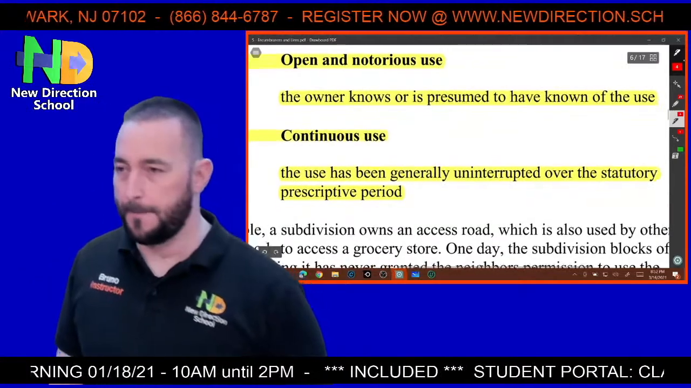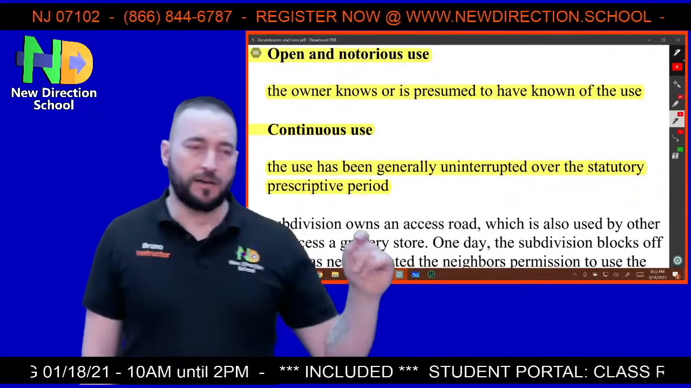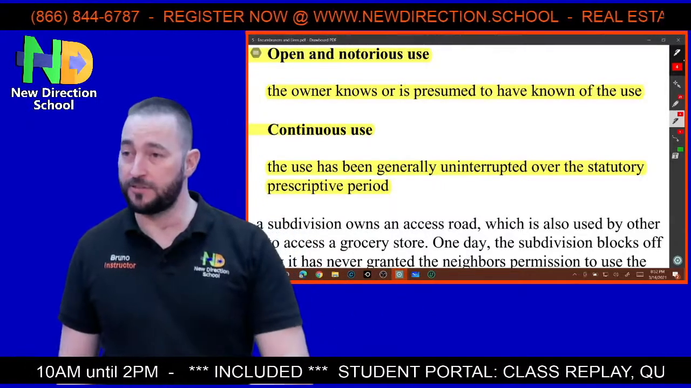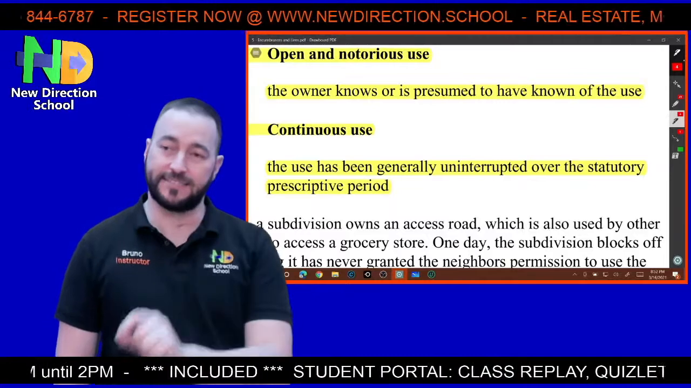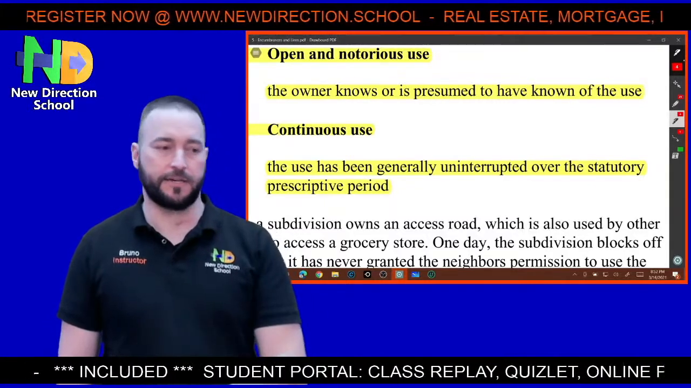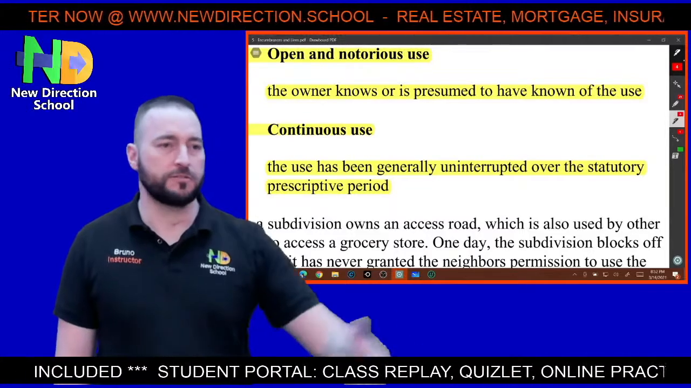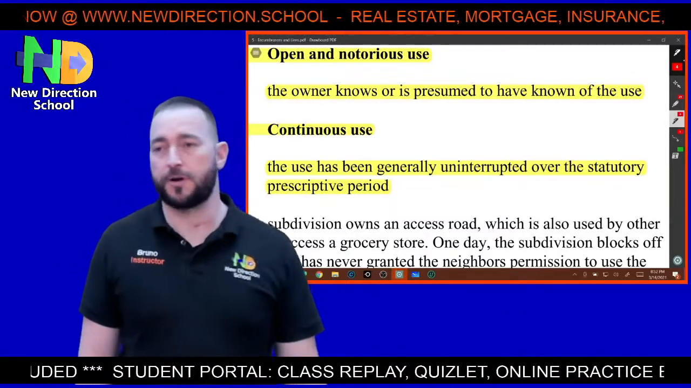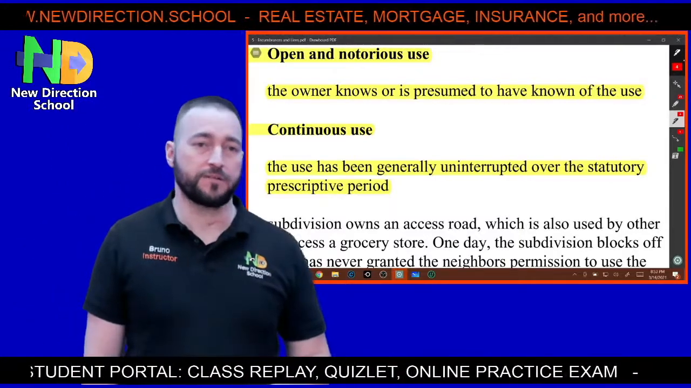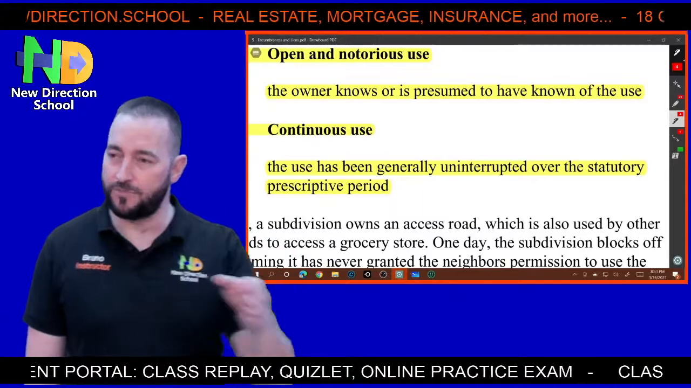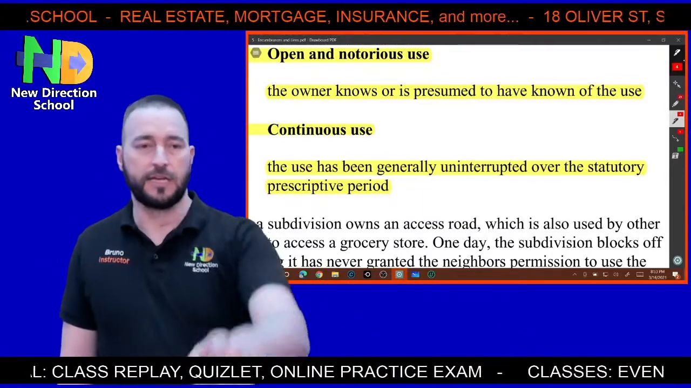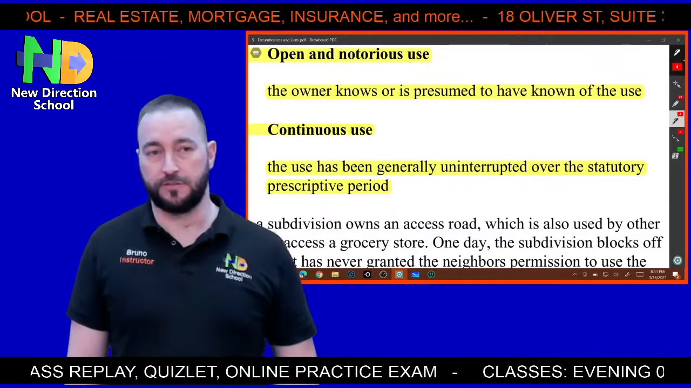Continuous use. It must be used for an uninterrupted period of time, and that period of time is statutory. That means every state determines the period of time. Like I said, in Jersey, it could be 20, could be 30 years, depending on the type of property. In Florida, 6 years, that's a statutory period of time, right? So as long as you never stopped using the property for that period of time, the property could be yours, right?